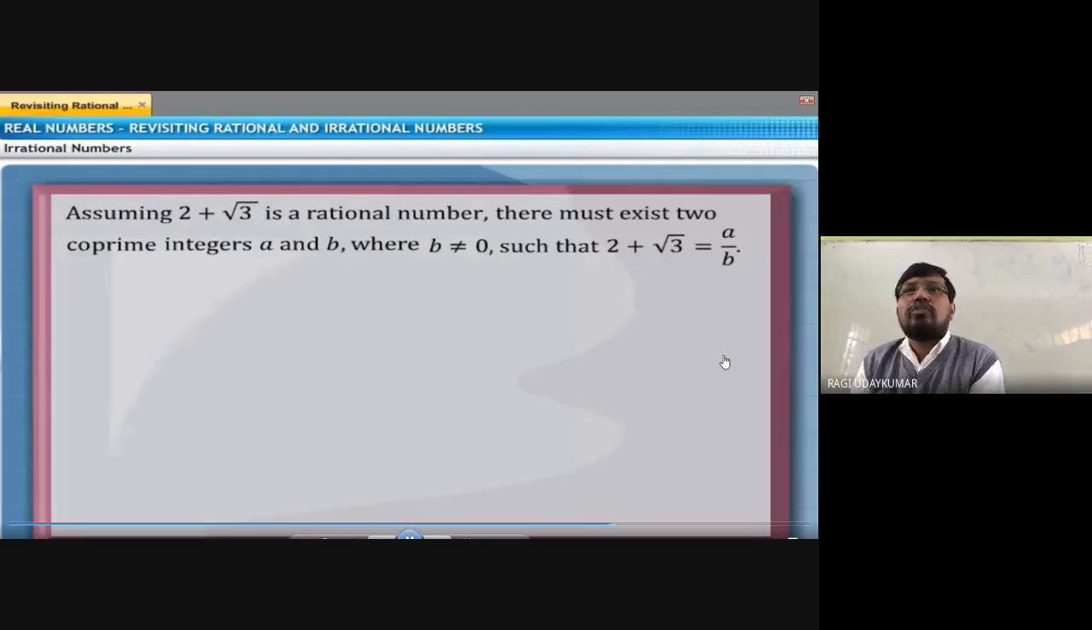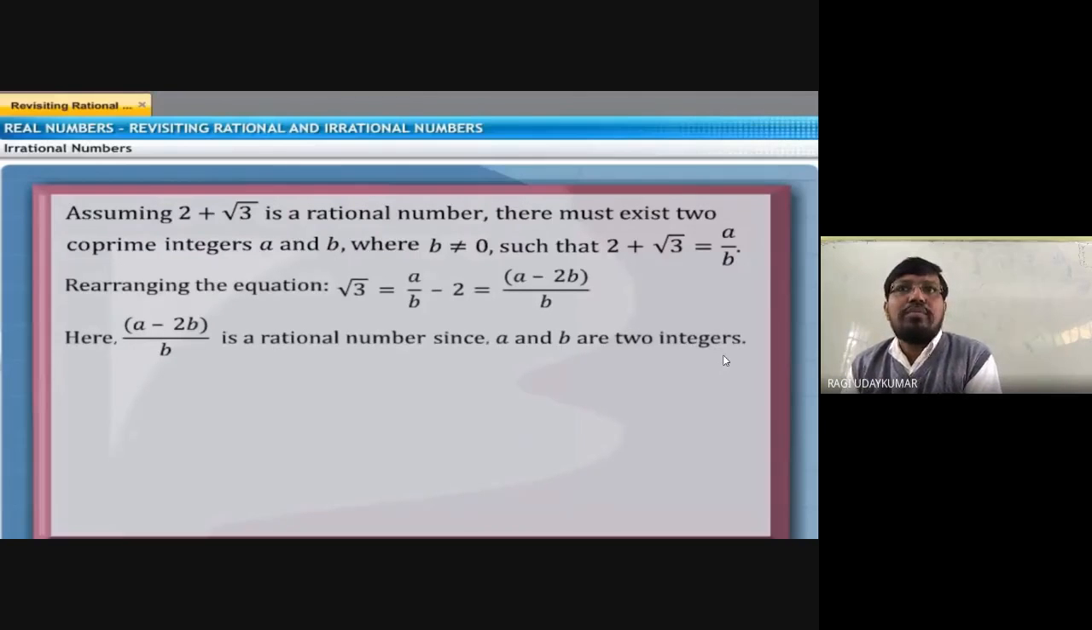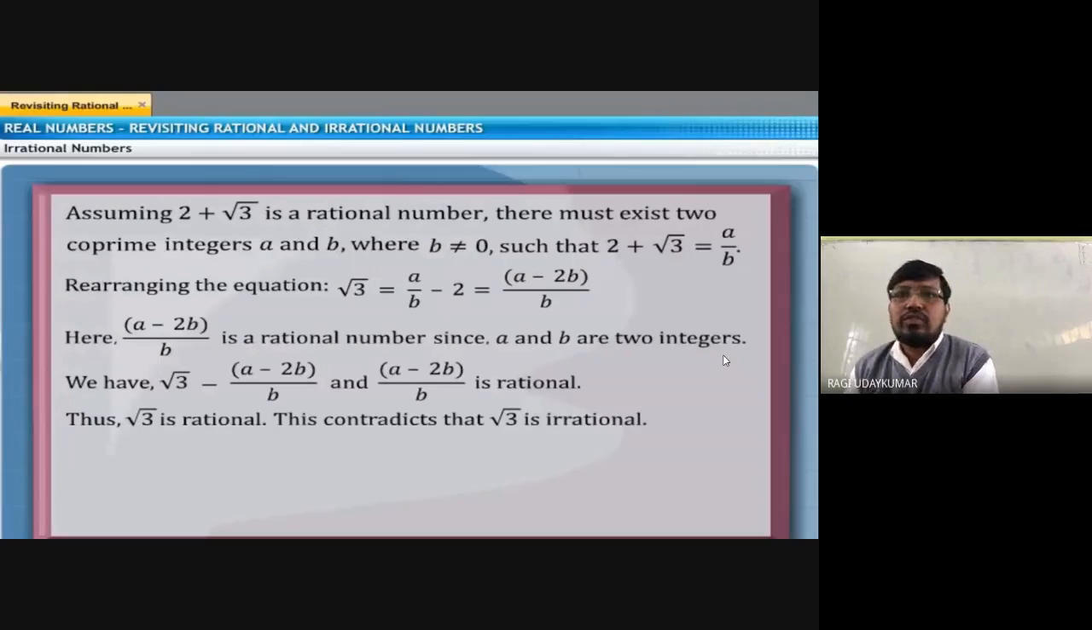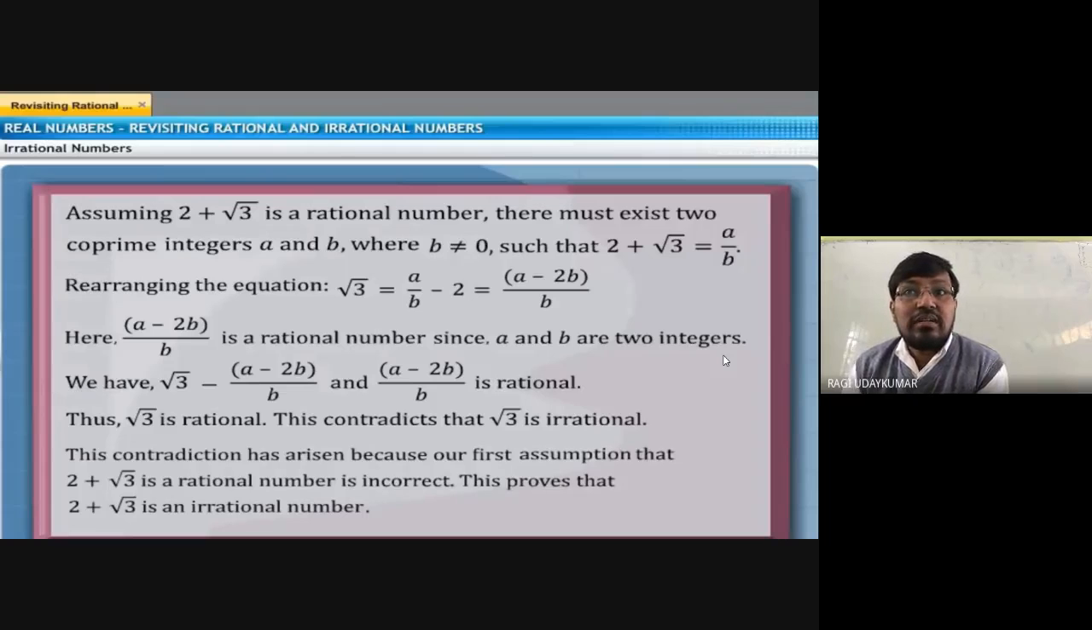Okay. So assuming 2 plus root 3 is a rational number, there must be two co-primes A and B. So here (A minus 2B) by B is a rational number, since A and B are integers. But we have already proved that root 3 is irrational. So we have root 3 equal to (A minus 2B) by B, and (A minus 2B) by B is a rational number. Thus root 3 is a rational number, but this is a contradiction, as we have already proved root 3 is irrational.